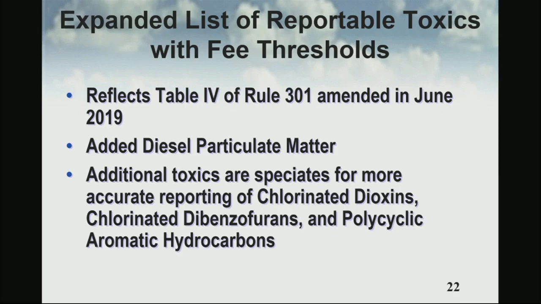I'll go over a little bit about the expanded list of reportable toxics. So these additional toxics were added this past summer to Table 4 of Rule 301. Diesel PM has been added as a toxic. It now has a fee threshold. And the other 40 or so additional toxics are not really new toxics. They've always been in the system. You've always been able to select it to report through. However, it's just kind of highlighting that there's a more accurate way to report PAHs, chlorinated dioxins, dibenzofurans, and POMs.